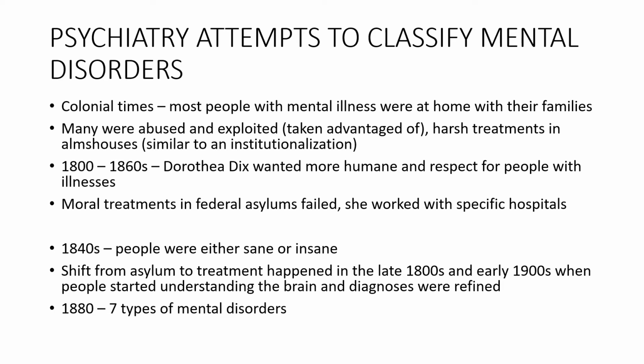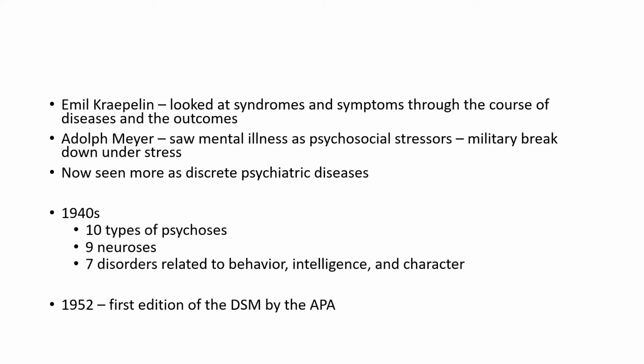In the 1880s, there were 7 types of mental disorders that were classified. Emil Kraepelin looked at syndromes and symptoms through the course of disease and the outcome. So basically this person looked and then started to list things so that there was going to be something that people can observe or reference.